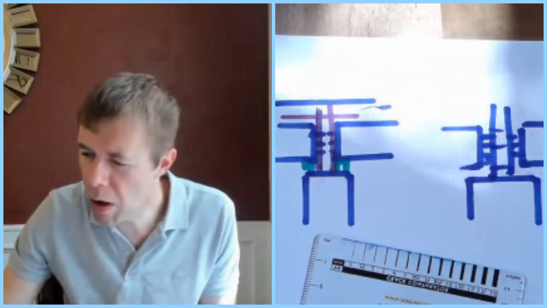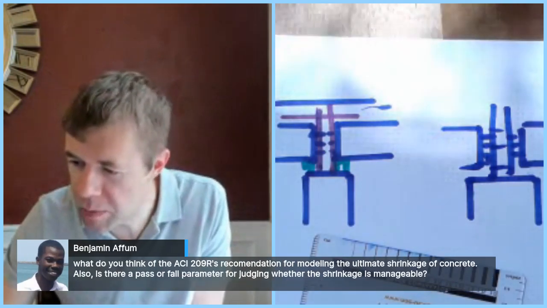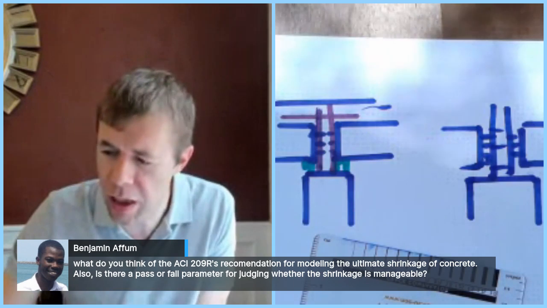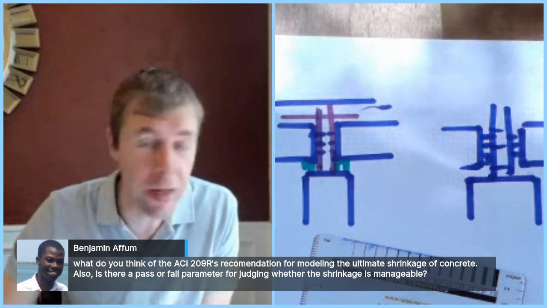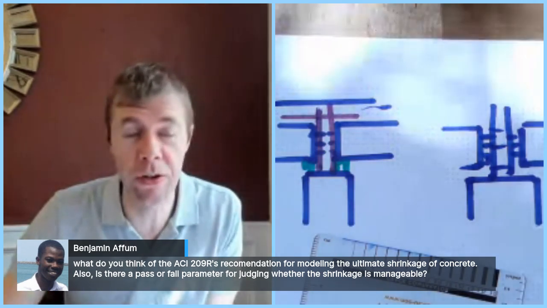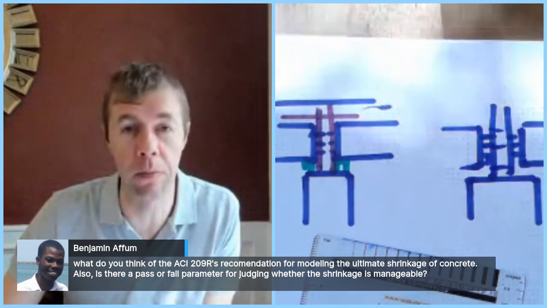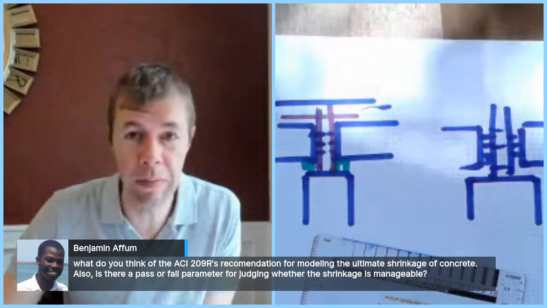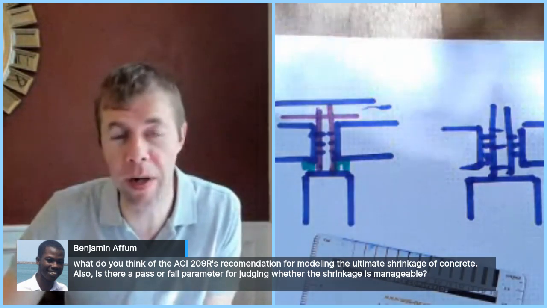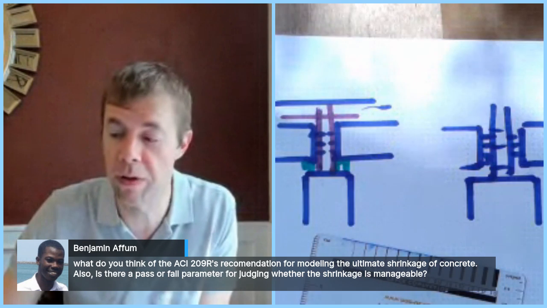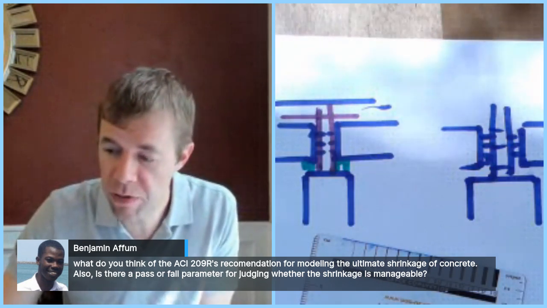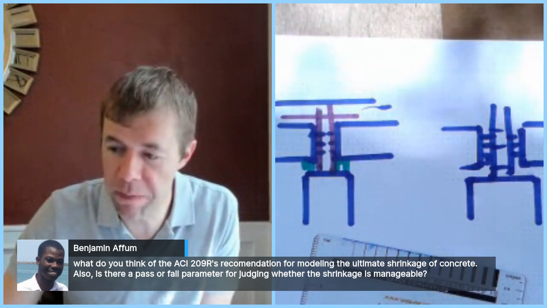Oh, there's one question here. I'm on ACI 209's recommendation for modeling ultimate shrinkage of concrete. So I am not a fan. I don't think it does a very good job, in my opinion. I think it's got lots of problems. At least maybe it does what it does well, but I think there's some problems with it, big problems with it. Is a pass or fail parameter for judging whether shrinkage is manageable.